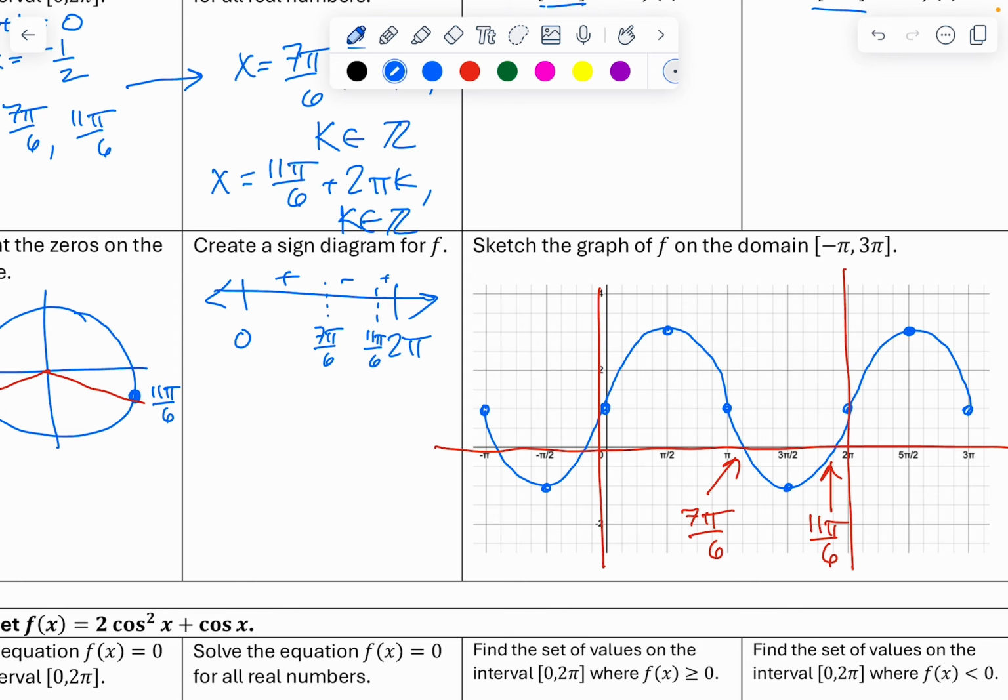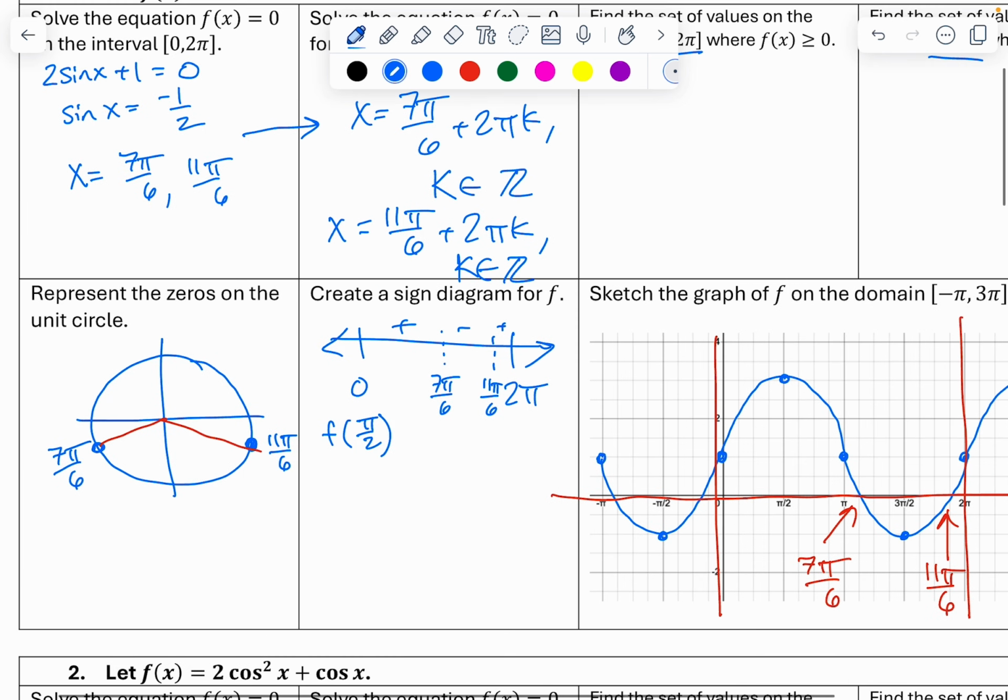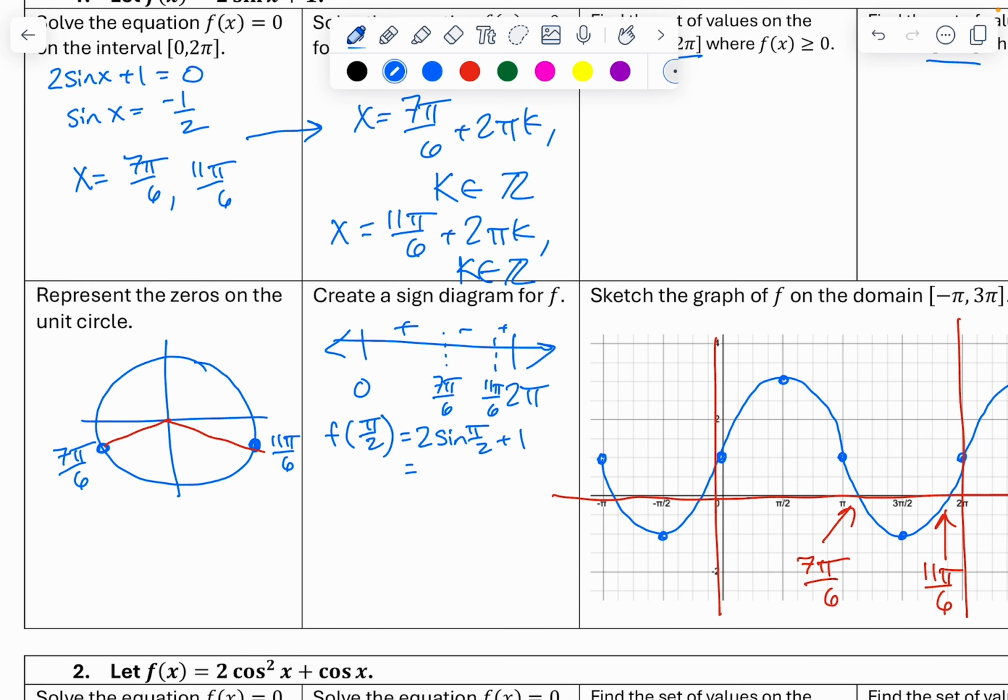So let me talk through that. What I might do is take a value, say something between 0 and 7 pi over 6 that's easy to work with. How about pi over 2? That could work. It doesn't have to be pi over 2, but then this becomes 2 times sine of pi over 2 plus 1. Sine of pi over 2, pi over 2 is as high as it ever gets, so that's 1. So this becomes 2 times 1 plus 1 is equal to 3. That is positive. There's a positive in this interval right here.